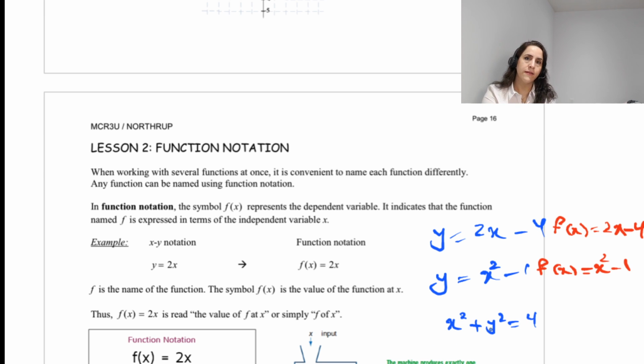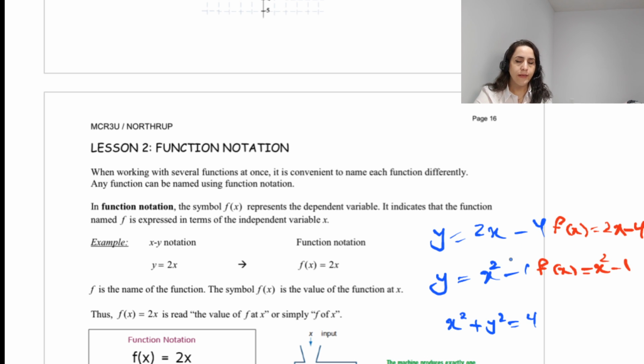Here is again another relation. This relation is talking about x and y. But we know that this is an equation of a circle and this one is not a function. As long as it is not a function, I cannot write this y as f of x. We are using the notation f of x for the relations that we are sure are functions.